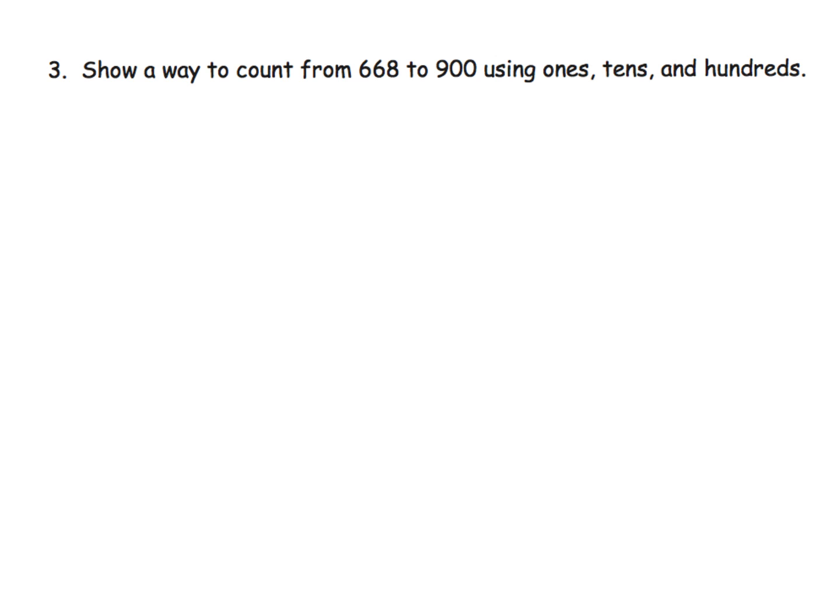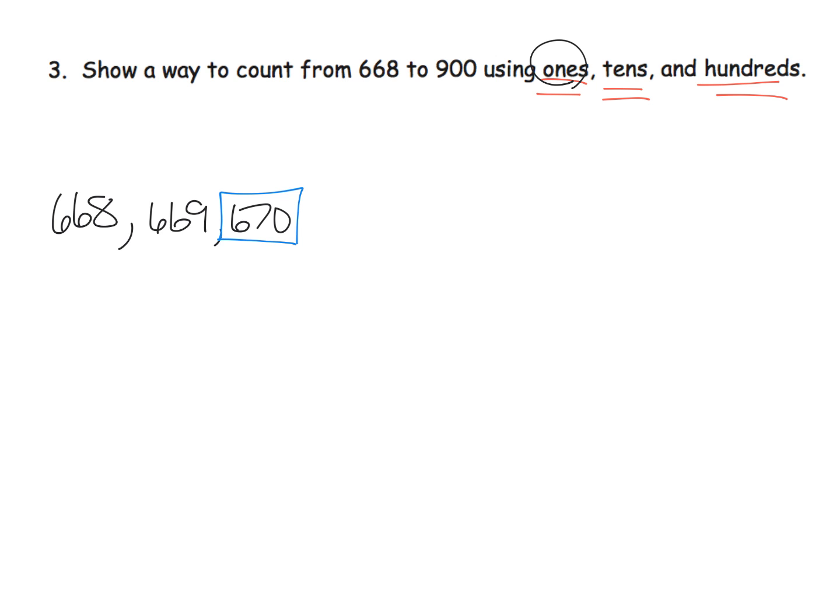Show a way to count from 668 to 900 using ones, tens, and hundreds. All right, so we're going to start with 668. Let's start by counting by ones. So the next one would be 669, and the next one would be 670. There's our benchmark, and I'm going to put a box around it.